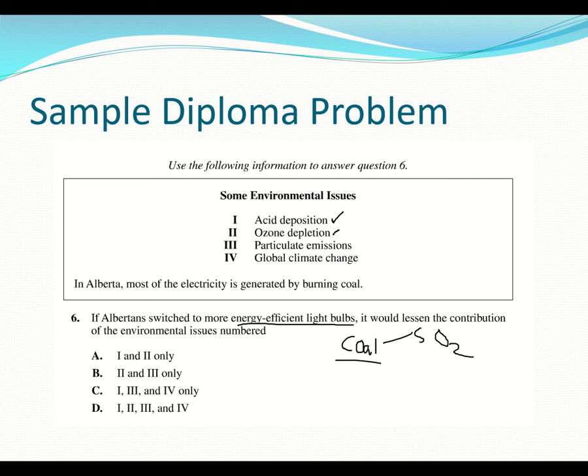It wouldn't help with ozone depletion because that's those CFCs, that's those aerosols. So don't select that. Coal also has particulate emissions, meaning it just puts particles in the air. So it would help with that. And then global climate change, coal also creates CO2, which would lead to global climate change. So it looks like it would help with everything but the ozone depletion. So 1, 3, and 4 would be the correct answer.